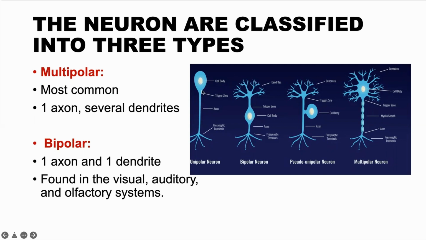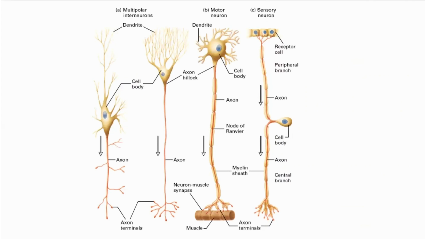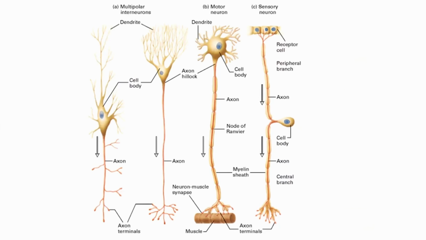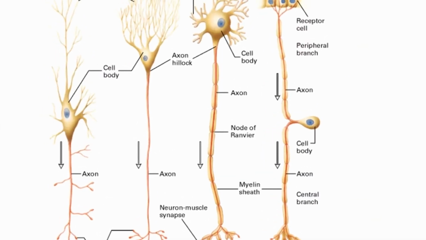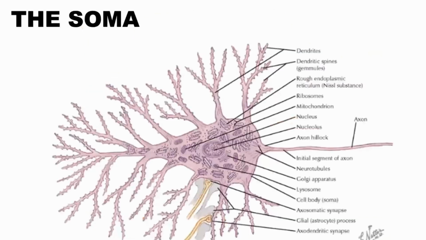Unipolar, one axon. So they have the cell body and axon, or you have the cell body, axon and dendrites. So it can be multipolar, meaning one axon but several dendrites. Bipolar, one axon, one dendrite. Pseudo-unipolar, where it's just a short process that extends into an axon and a dendrite. This is just showing the same thing that I mentioned before. It can be multipolar, bipolar or pseudo-unipolar, depending on the number of axons and dendrites projecting from the cell body.